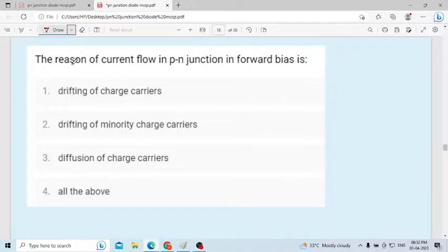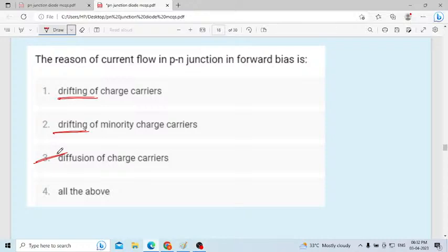The reason of current flow in a PN junction in forward bias: why will the current flow? What is the reason? Drifting of charge carriers, drifting of minority charge carriers, diffusion of charge carriers, or all of the above. Tell me. The word drifting, we don't have any word like that, correct? No, that is the wrong word. Then diffusion of charge carriers, option 3, is the correct answer.